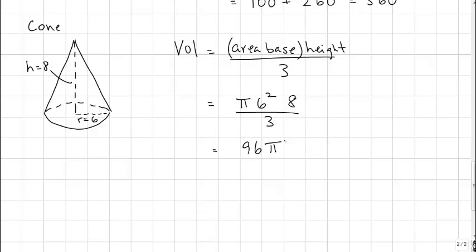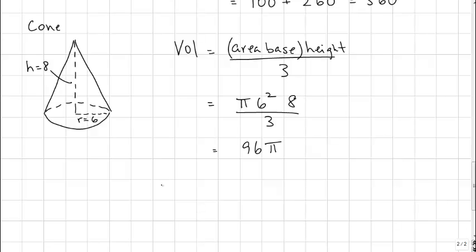Now, again, you could be asked a question about the relationship between the volume of a cone and the volume of a cylinder with the same base and the same height. So clearly the cylinder is 3 times the volume if they have the same base and the same height.